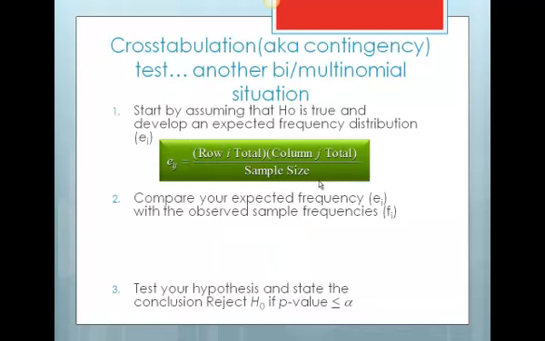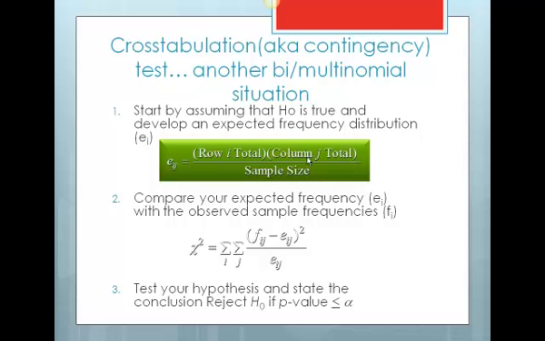The next type is another binomial or multinomial situation, but here we're looking across 2 different categories. So we're going to follow the same basic process: start by assuming that H0 is true, and develop an expected frequency distribution based on that. Then compare our observed with our expected, run a chi-squared test on that, and reject H0 if your p-value is less than alpha, which is going to be 0.05 for a 95% confidence.